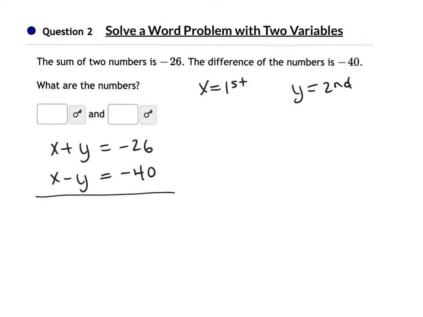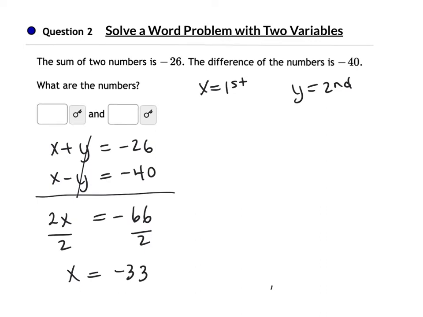I already have a pair of opposites. Y and -y make 0. I'll add everywhere. X plus x is 2x. The y's drop out. That equals -66. I'll divide both sides by 2, and x is -33.